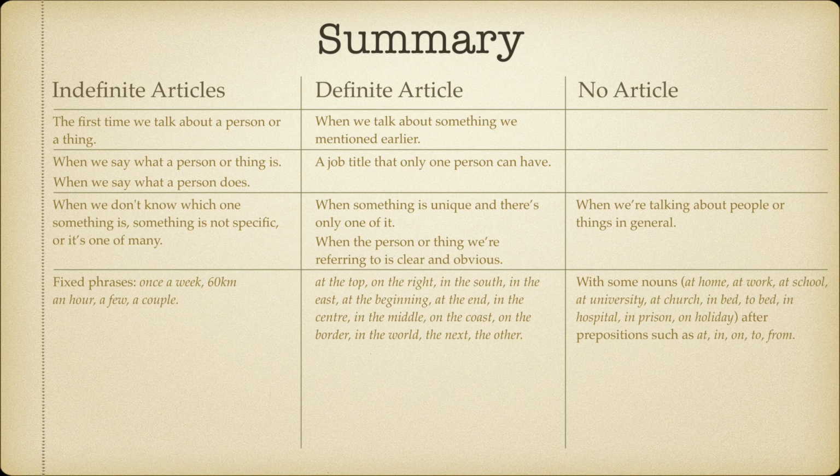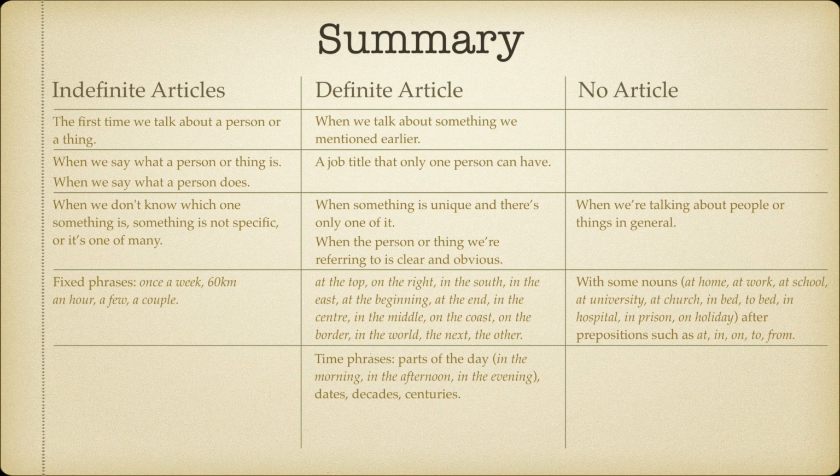We don't use articles with some nouns. At home, at work, at school, at university, at church, in bed, to bed, in hospital, in prison, on holiday, after prepositions such as at, in, on, to, and from. We use definite articles for time phrases such as parts of the day, in the morning, in the afternoon, in the evening, dates, decades, and centuries. We don't use articles for time phrases such as parts of the day, at night, at lunchtime, days, months, seasons, years, and before, next or last, plus day, week, etc.